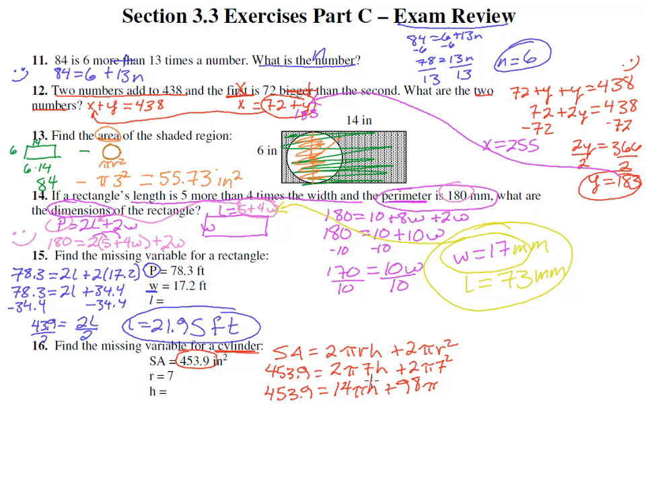So, well, the h's are all together. That's what we're solving for. So let's just get rid of the addition subtraction. So subtract 98 pi from both sides, minus 98 pi, and we're left with 453.9 minus 98 pi. We'll do that in the calculator at the end, equals 14 pi times h. How do we get h by itself? Well, we divide off that 14 pi. Yeah, divide off that 14 pi, and we now have, that's what h equals.